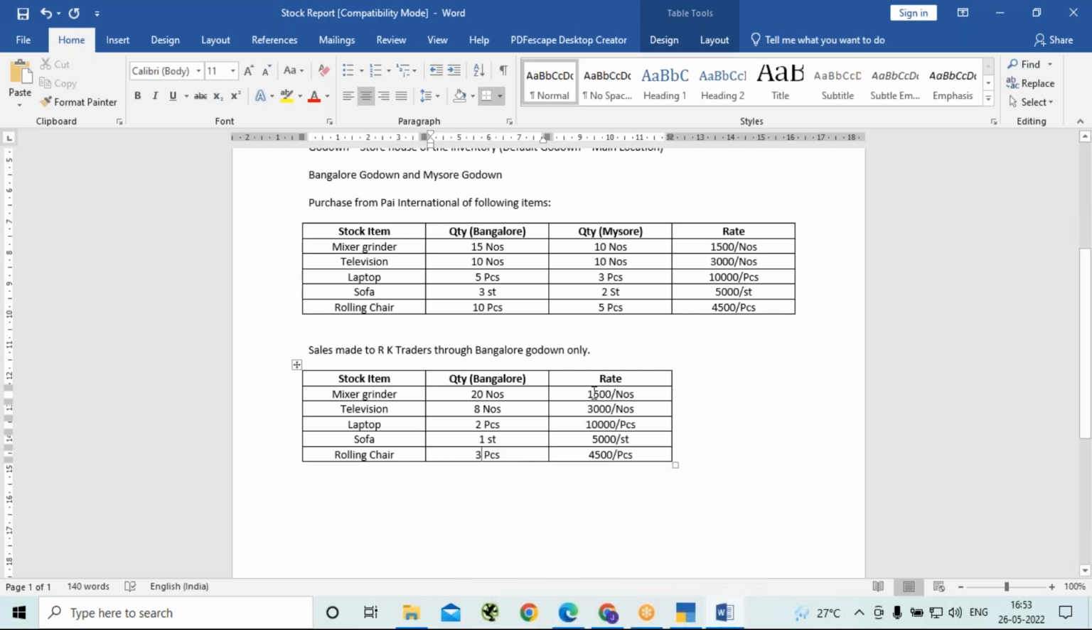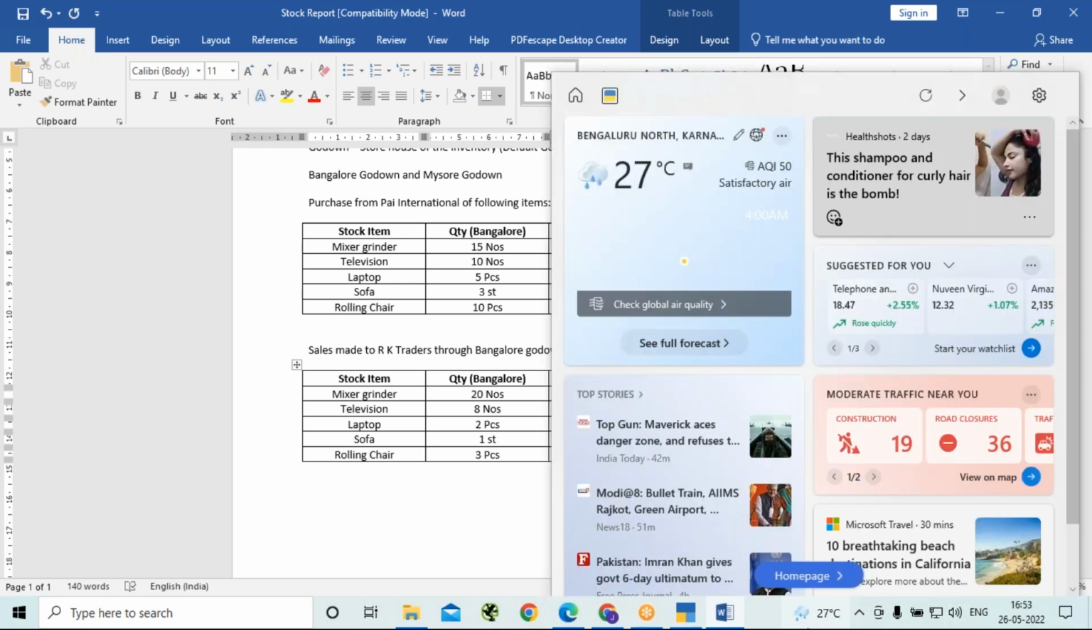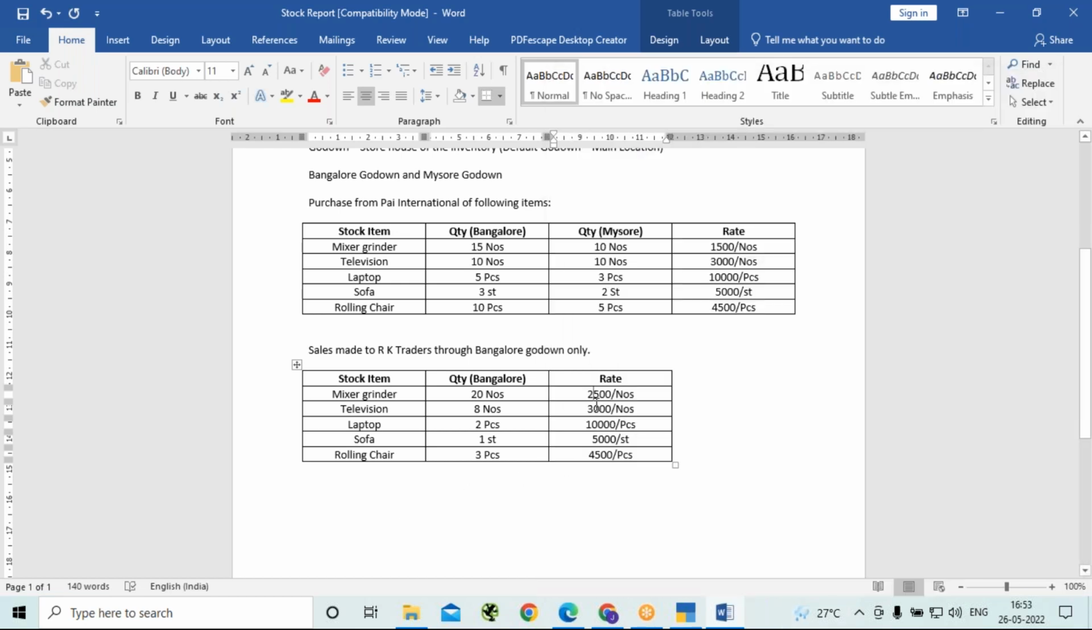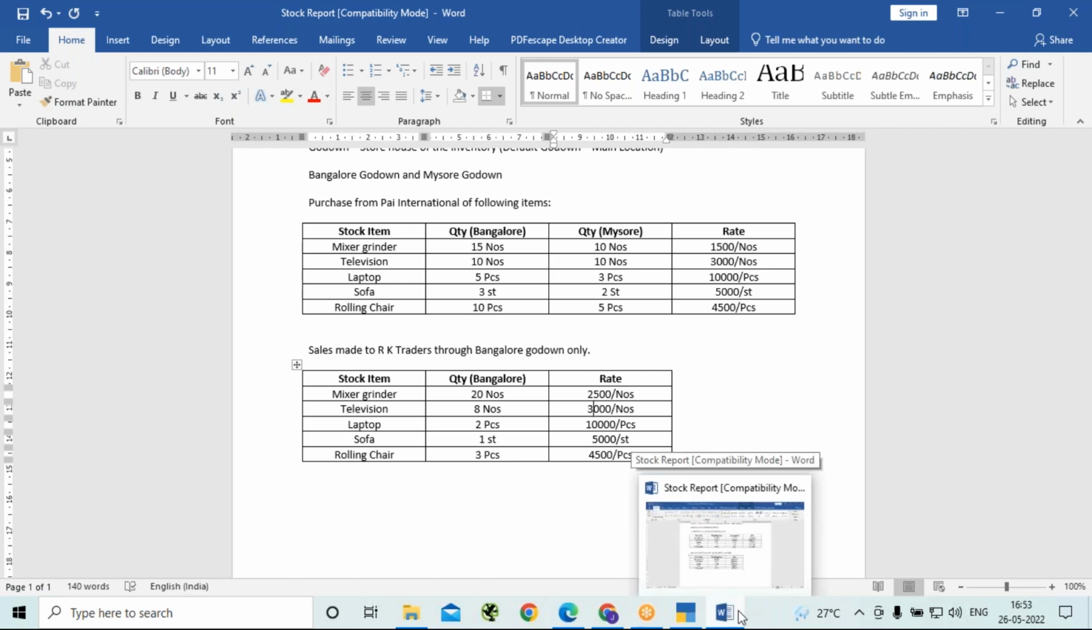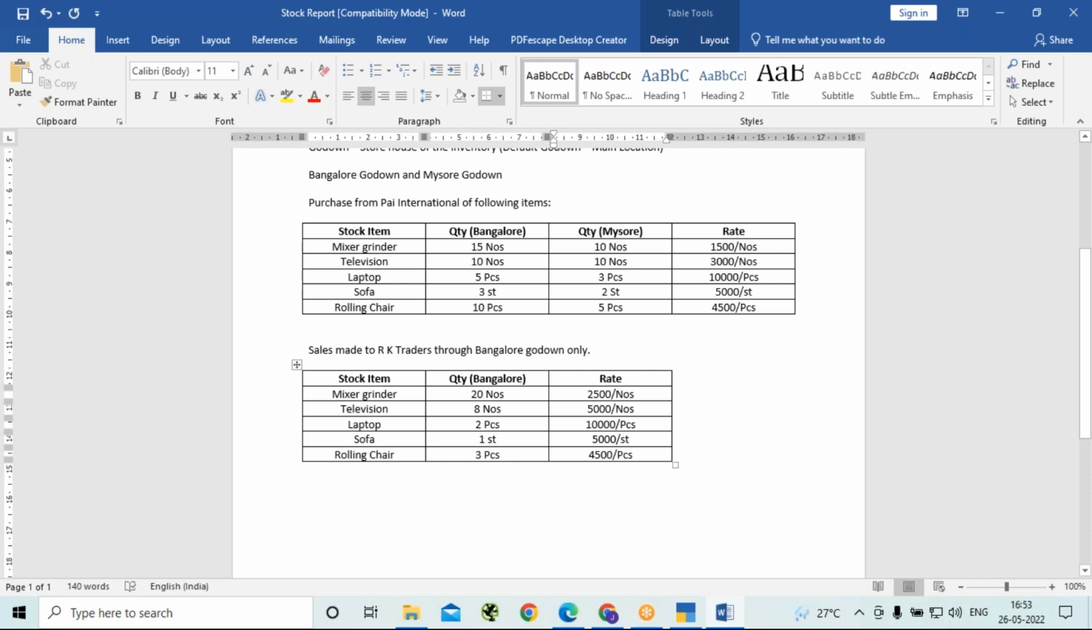And the rate wise, let me change it. I want to sell it at 2500 per number. Then television, I want to sell it at 5000 per number. Laptop, I want to sell it at 15000 per piece. Sofa, I want to sell it at 8000 per set. And rolling chair, I will sell it at 6500 per piece. Okay, so these are the quantities I'm supposed to make a sell offer.